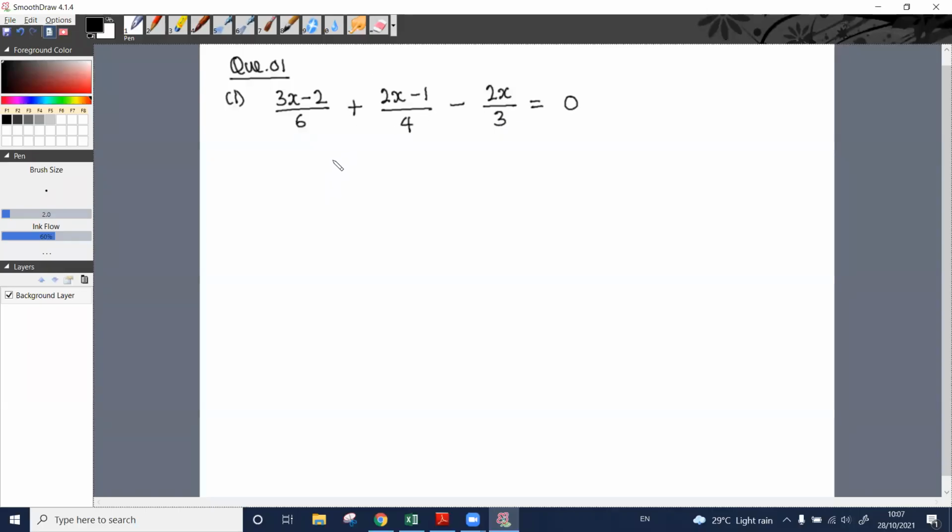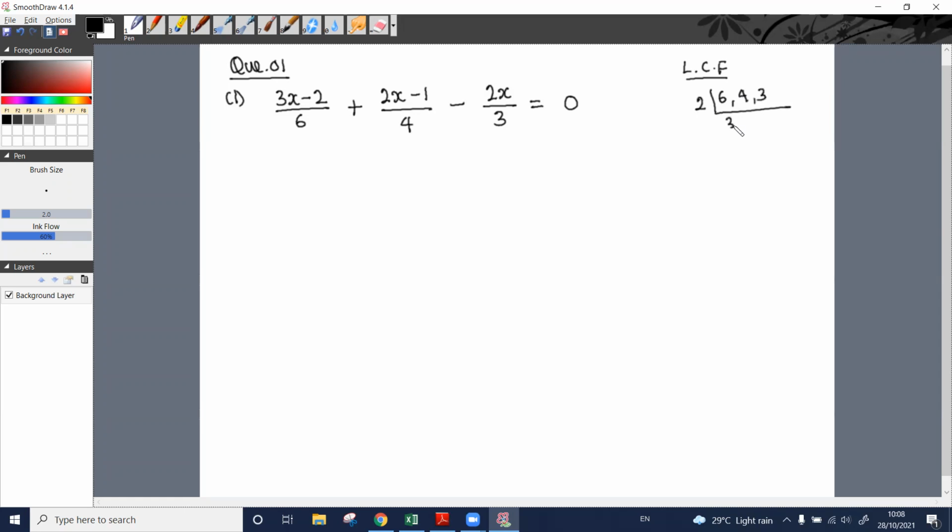How can we get rid of these denominator figures? For that we need to find the least common factor. Right? What are the three denominator values we are having? 6, 4 and 3.